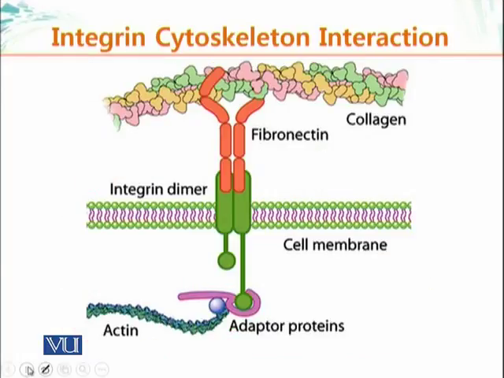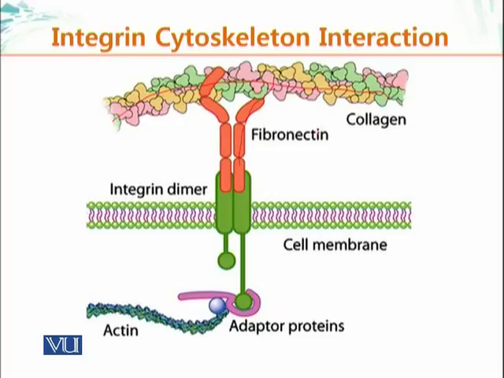So here's basically the schematic. You can see that here is, for example, a collagen molecule which is part of the extracellular matrix. Attached to collagen is fibronectin. It is also present in the extracellular matrix. And this particular integrin is binding the fibronectin.